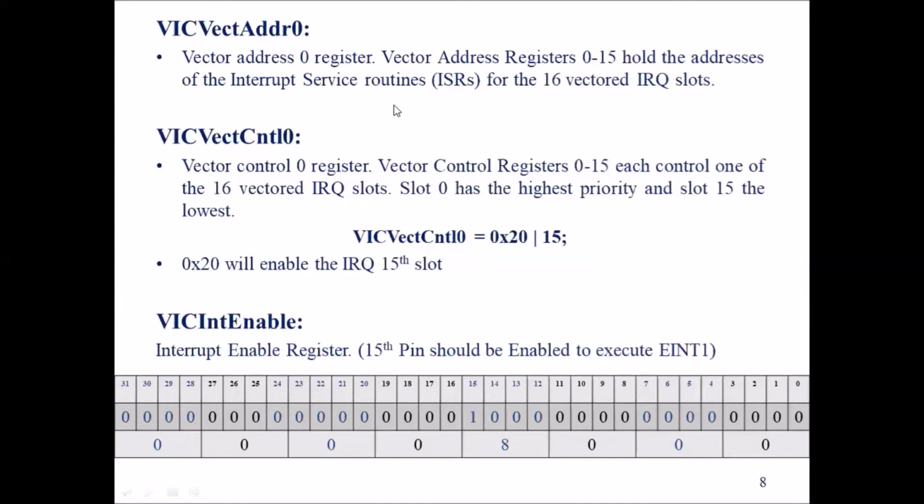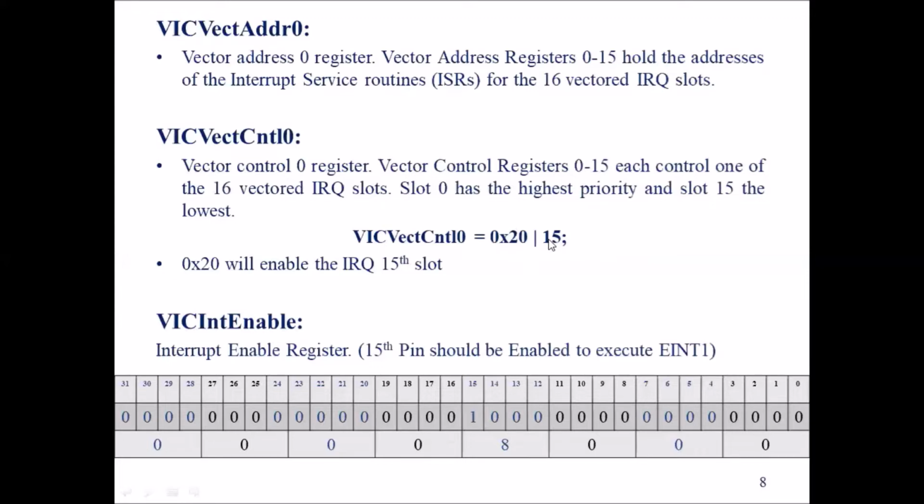Here you can see this statement we'll be using in our program. What is that? VIC vector control 0. Here we are assigning the external interrupt slot to the vector control register. You can see 0x20 or 15. 15 is the slot number I mentioned earlier. In the previous slide, 15 is the slot number with which external interrupt 1 is associated.